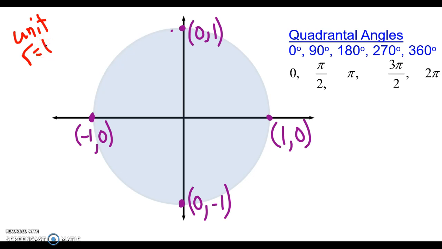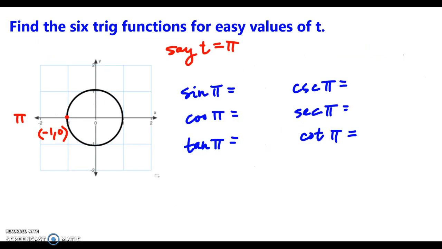So when we rotate our initial ray to one of the quadrantal angles, remember those are angles that fall on the x or y axis, you just need to think of the coordinate as an ordered pair with a radius of 1. And so we went through these points in class last week. So I just want to do a sample problem to illustrate some of the differences in the 6 trig functions when your angle measures one of the quadrantal angles.